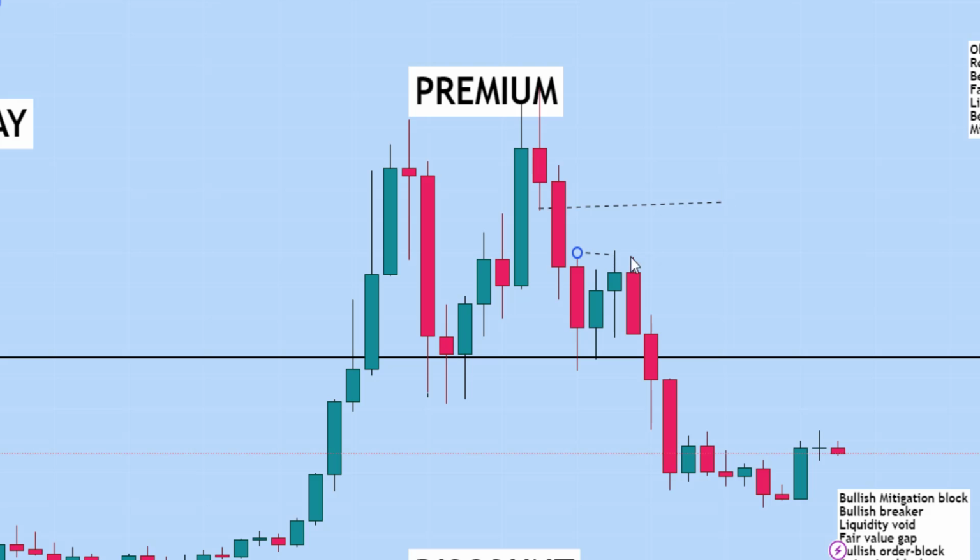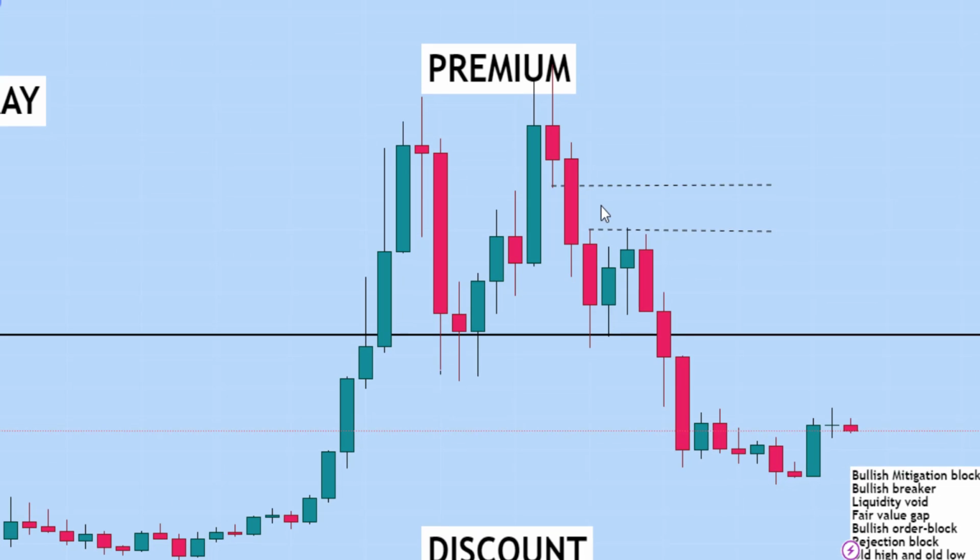Okay, this is the gap. I hope this is properly drawn. So this is the gap that is left, and this gap is simply what we call a fair value gap. So what price does is that it will always come back to this gap, and then trade down, maybe to push price to another level. Just pay attention to this information.